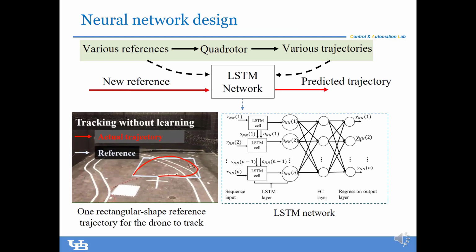We choose the long short-term memory network to enable the sequence-to-sequence prediction. The neural network consists of a sequence input layer, an LSTM layer, a fully connected layer, and an output layer. We design various rectangular shape references for the drone to track, and we collect the tracking information as the training data.